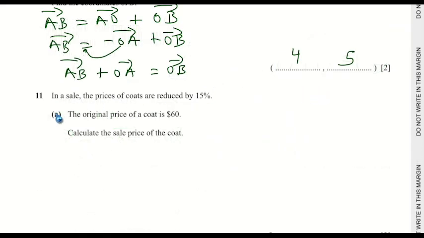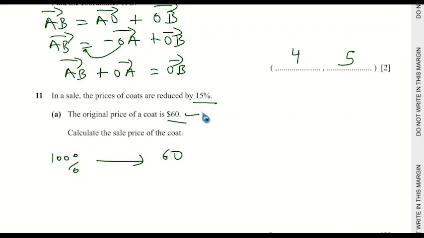Question 11. In a sale, the prices of coats are reduced by 15%. The original price of a coat is $60. Calculate the sale price of the coat. So at 100%, this is the original price. It means at 100%, the price is $60.